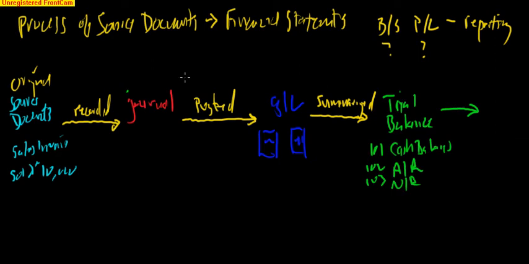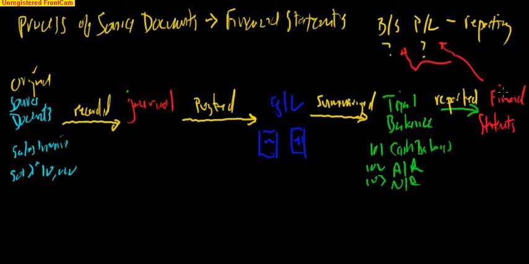And then that gets what? That gets reported into where? The financial statements. That's these guys. Profit and loss. Balance sheet. Financial statements. The numbers in the financial statements come from where? The trial balance, which is impacted how? Through the general ledger. Impacted how? Through the journal. Impacted how? Original source documents.